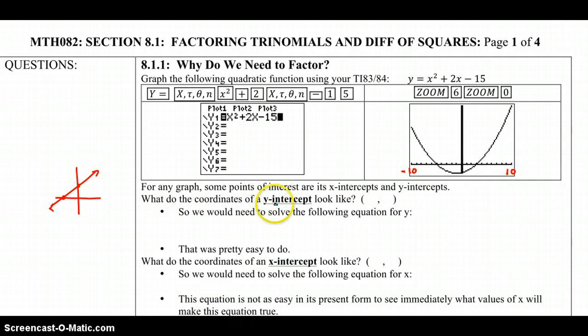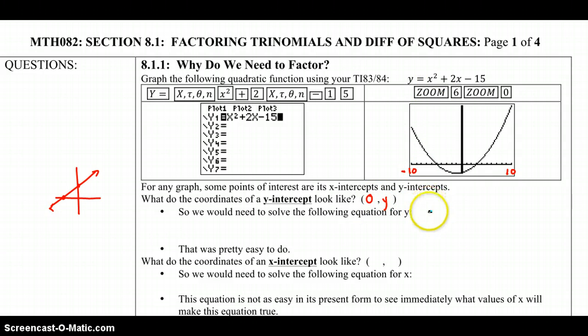Well, a y-intercept is the value of y when all the other variables are zeroed out. In this case, our only other variable is x, so they'll have this form. We would need to solve the following equation for y. If this point is on the graph, then it has to satisfy the equation.